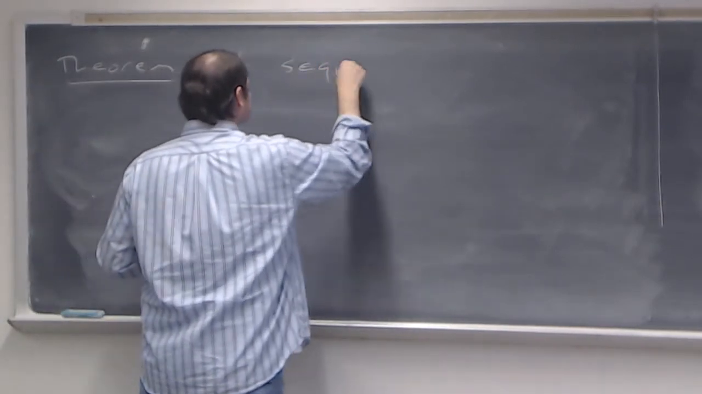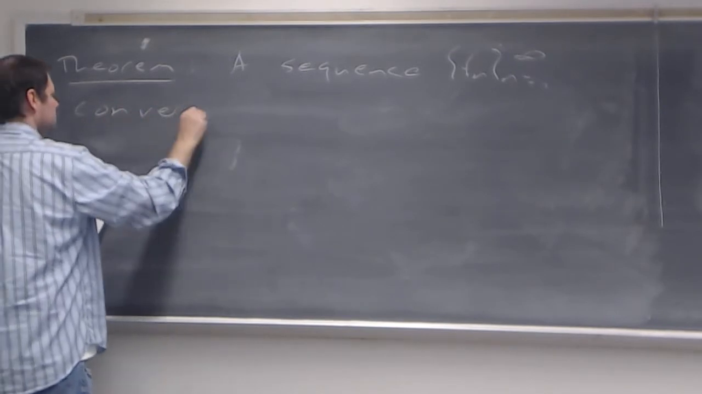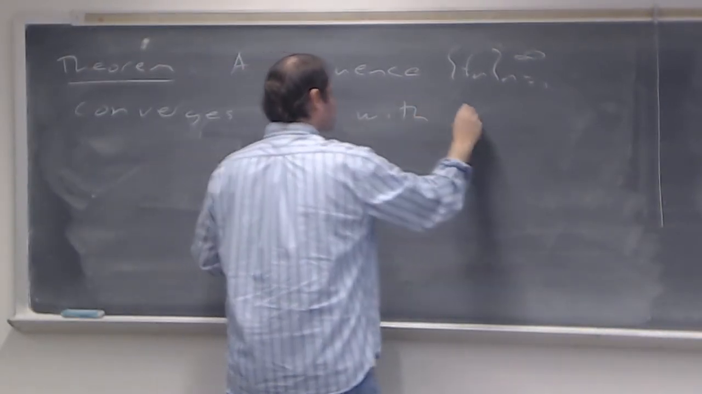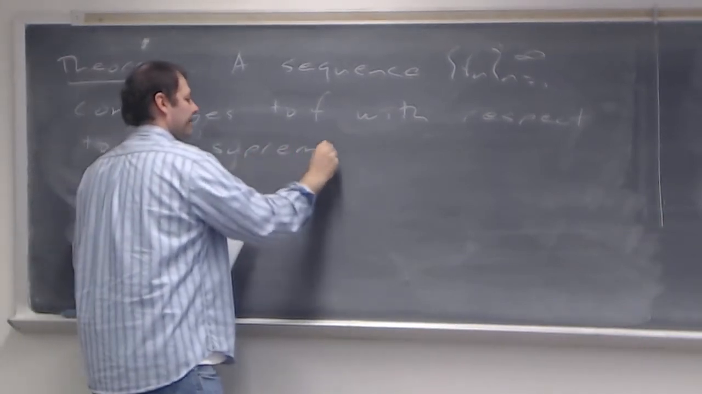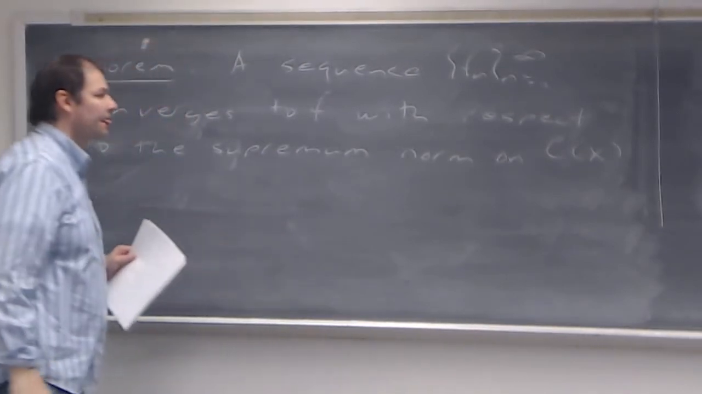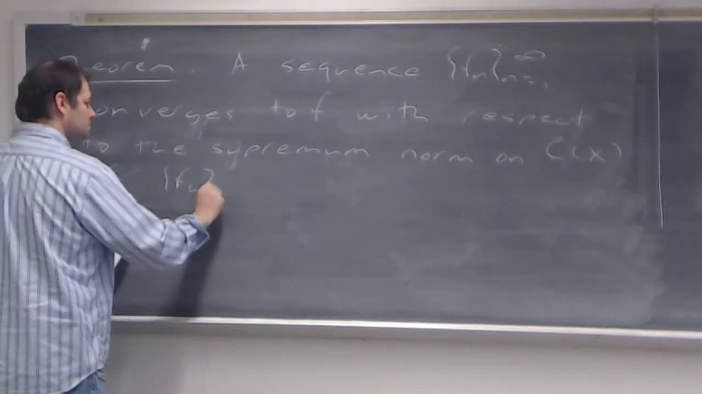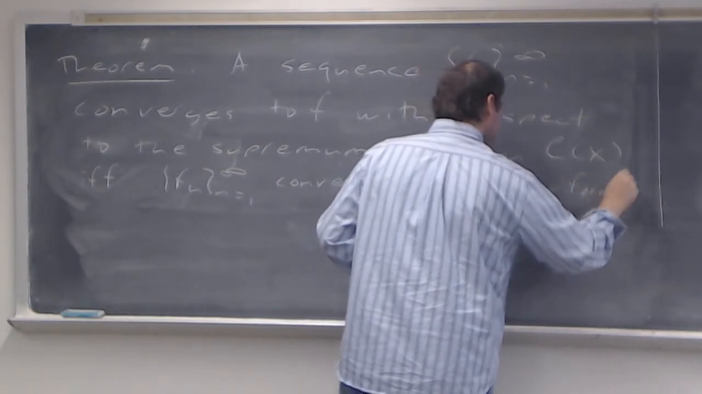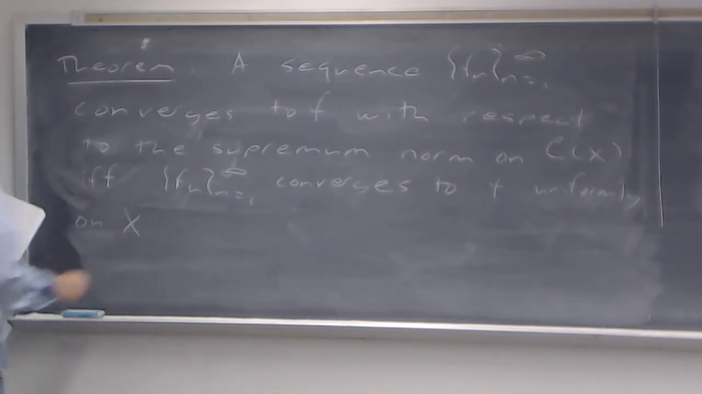And that is, a sequence f sub n converges to f with respect to the supremum norm on C sub X. So we're thinking about this sequence being a sequence in C sub X. If and only if f sub n converges to f uniformly on X. Okay?